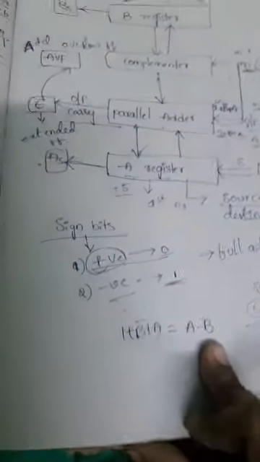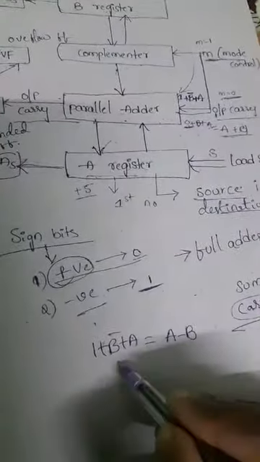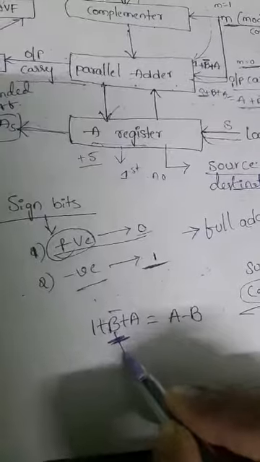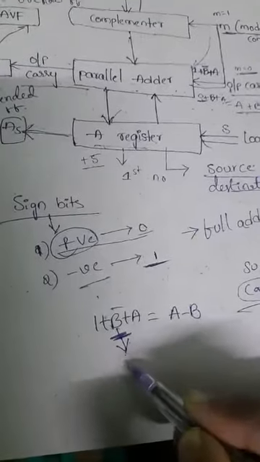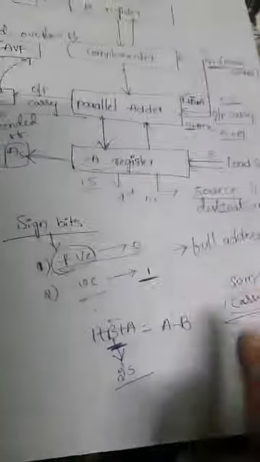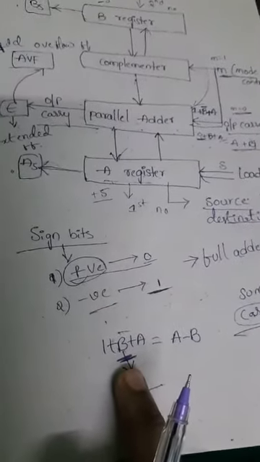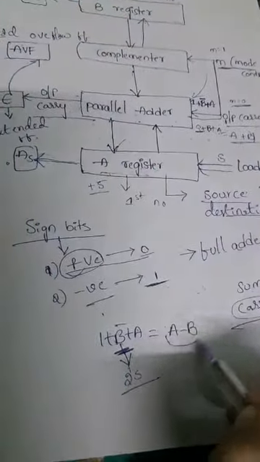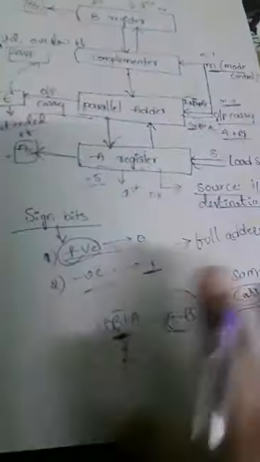So we can calculate the subtraction operation by adding the 2's complement of the second register. Just observe: here we are not taking the normal B register content, we are taking the complement of B. That means we are doing the 2's complement of the second register to the first register. After that the result will be transferred to the A register. That result is A minus B, and it is stored again in the A register.